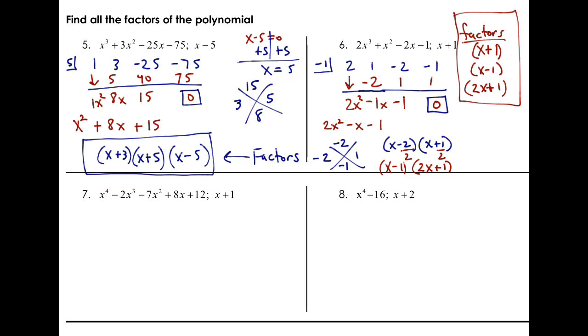All right, I'd be interested to see how that went for you. This is a little bit different. So we take that, set it equal to 0 and solve it. That would give us a negative 1. And then does this count down? 4, 3, 2, 1. Constant, yes it does. So we have a 1 there, negative 2, negative 7, an 8, and a 12.